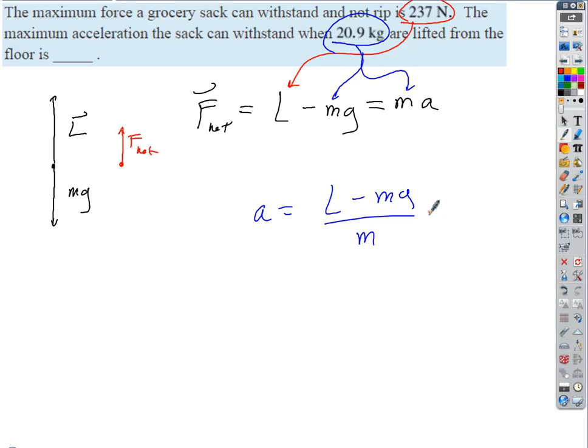Divided by 20.9. So we're going to get positive 237 minus 20.9 times 9.8 divided by 20.9. And then whatever number we get back is going to be the acceleration, the maximum acceleration, right? Make sense?